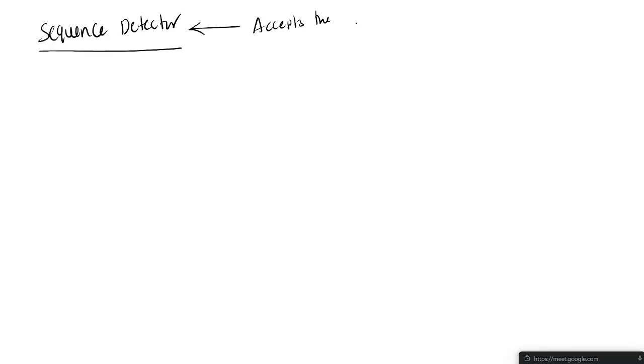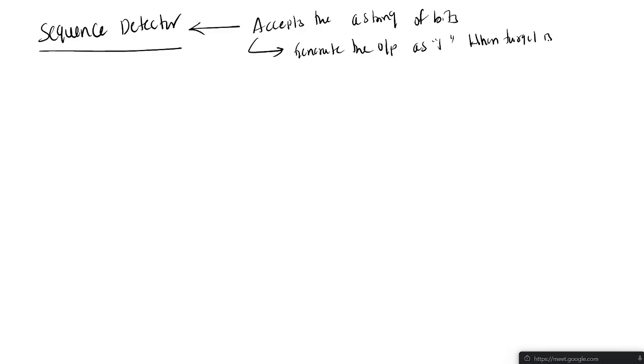Next, we are designing the sequence detector. A sequence detector is nothing but what? It will accept a string of bits, and it will generate the output as one when the target is detected.